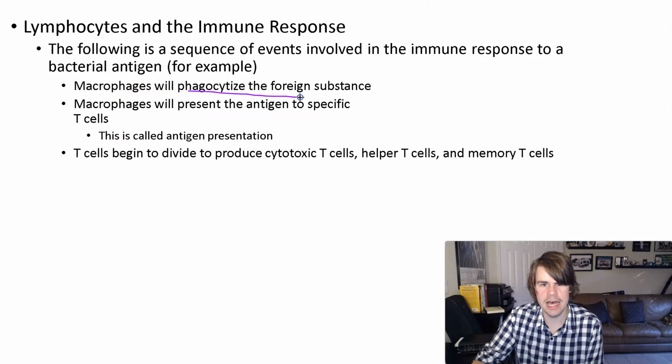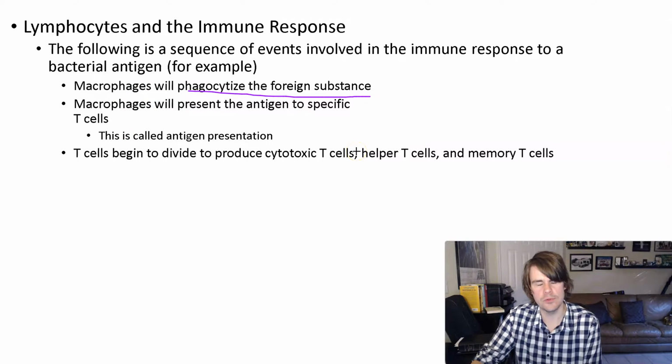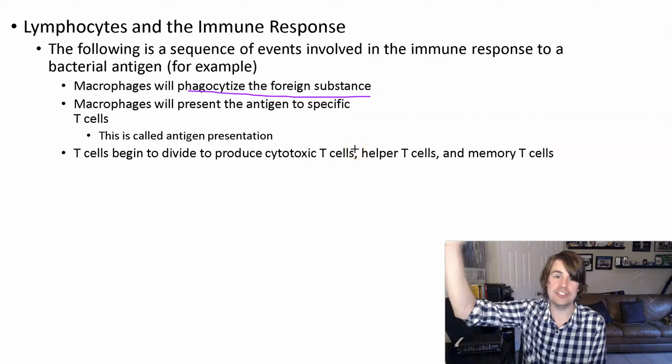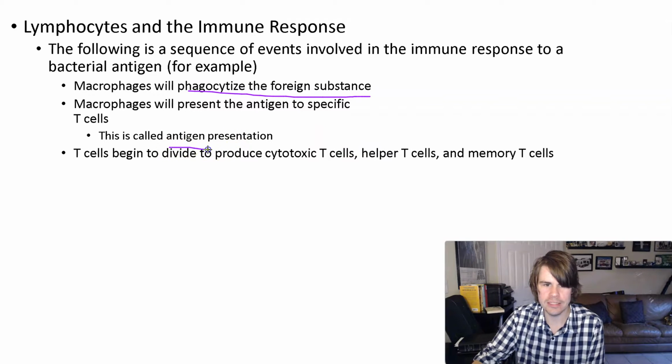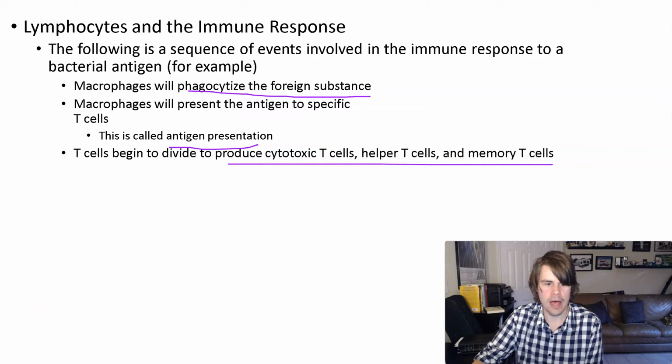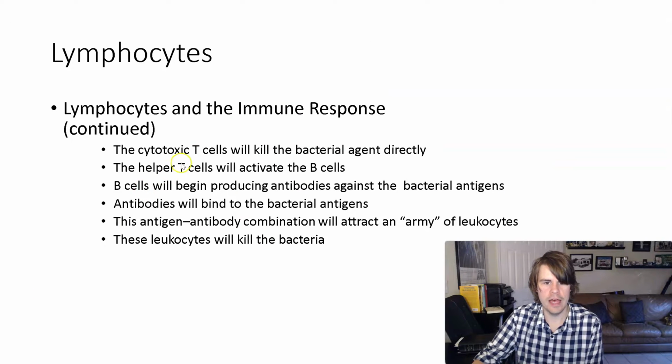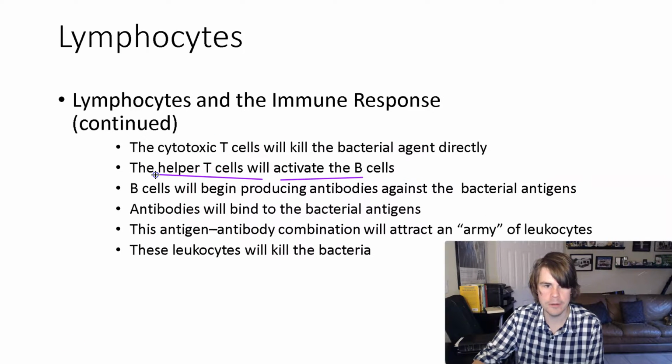Macrophages will phagocytize a foreign substance. They will present the antigen on the outside, like, hey, here's the enemy. This is called antigen presentation. T cells begin to divide to produce all these different types of T cells. They begin to specialize. After that, the cytotoxic T cells will kill the bacterial agent directly. Helper T cells will activate B cells.